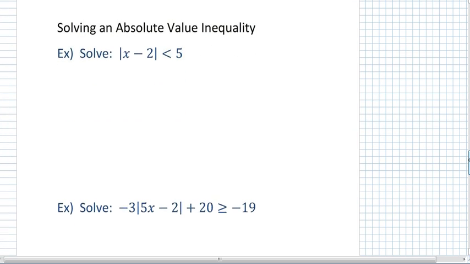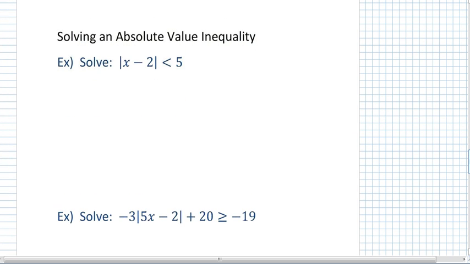Last but not least, absolute value inequalities. Absolute value inequalities, remember, you always want to isolate the absolute value. Now, there's a couple things to look for here. If the inequality is less than, that means basically you're going to have two inequalities. You're going to have x minus 2 is less than 5.